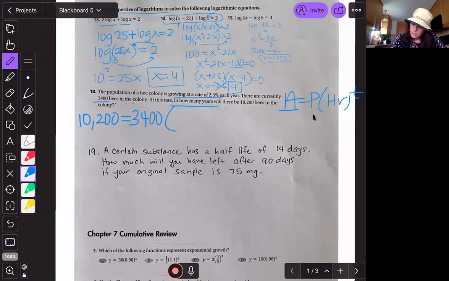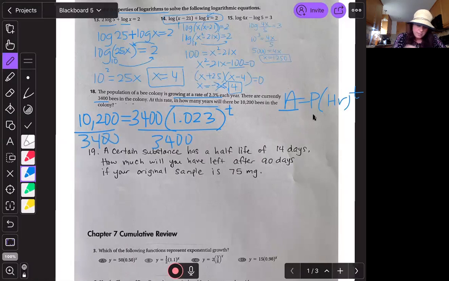And then we also know R, and so this would be 1.023, that's exponential growth. The question mark is T, and so we're going to need to solve for that. There's a few ways you can do this. You can graph it. You can graph this side y1, that side y2, find the intersect, or we can solve it algebraically. So I'm going to go ahead and do that.